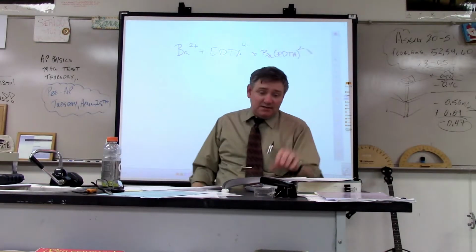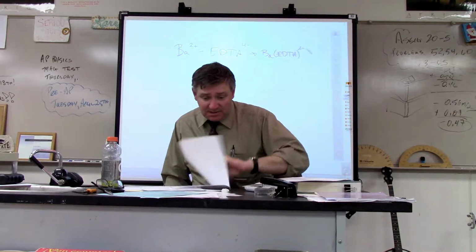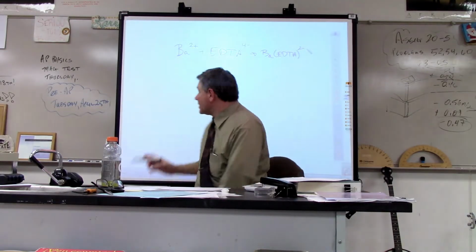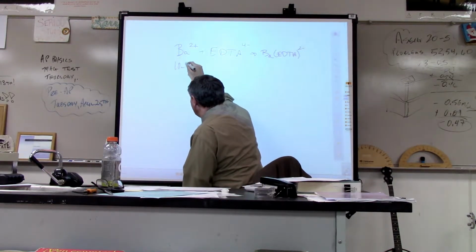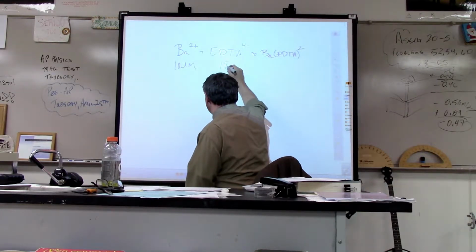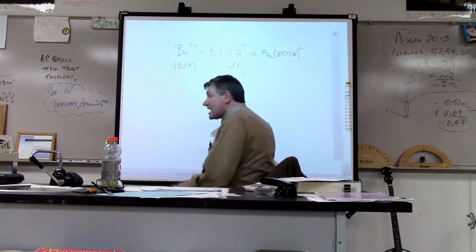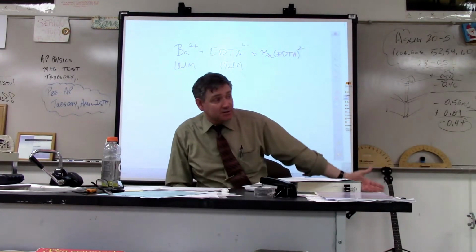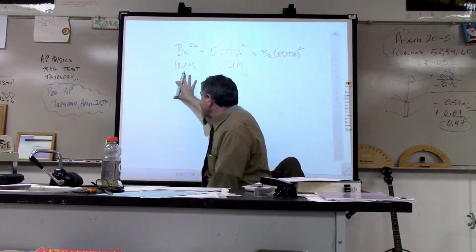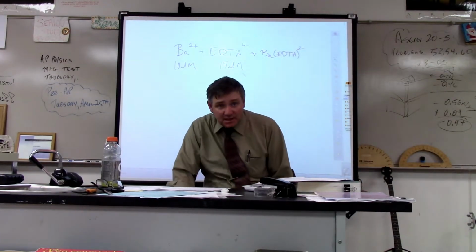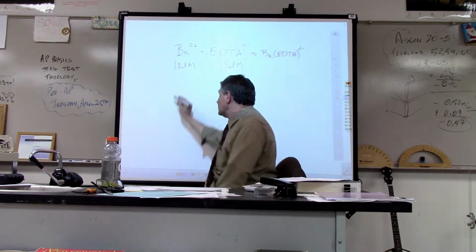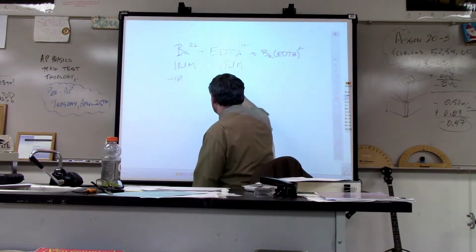So, I worked in millimoles just because it made the math easier. I got 10 millimoles of this, I think this is 15. So, the reaction, you can assume, just goes to completion. So, how much of your Ba is left over? None. None of it. Okay, minus 10. Minus 10.